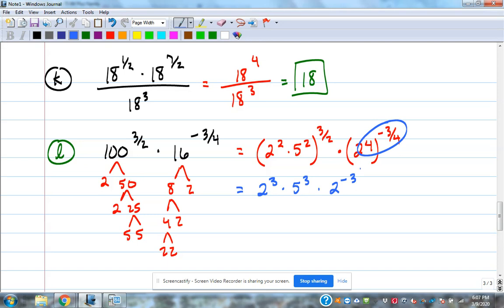Now, the bases that are the same, we can put together. 2 to the third, and 2 to the negative 3, what do we do with those exponents? Add them together. They cancel each other out and give us really 2 to the 0 power times 5 cubed. What's anything to the 0 power? 1. And then we know 5 to the third is 125. So all of that manual work to get 125 as a solution to that.